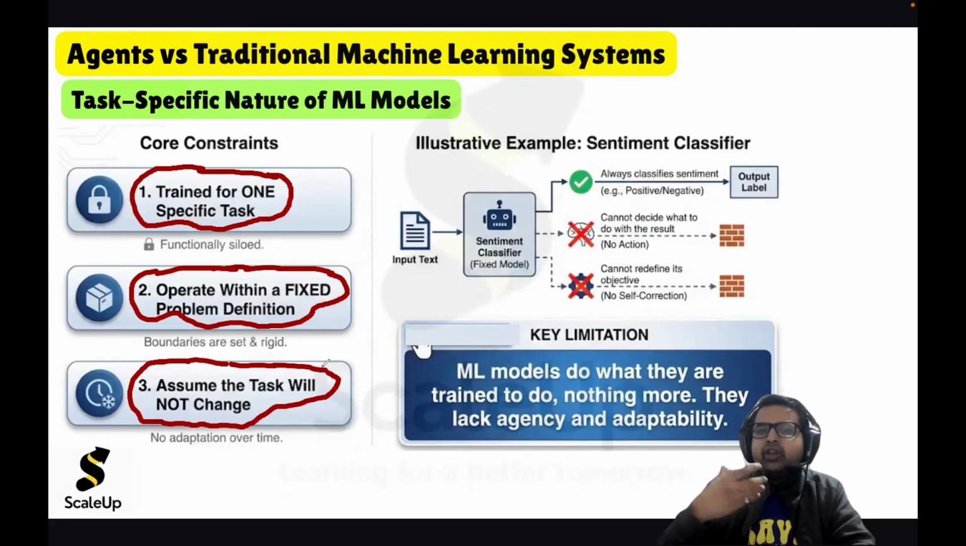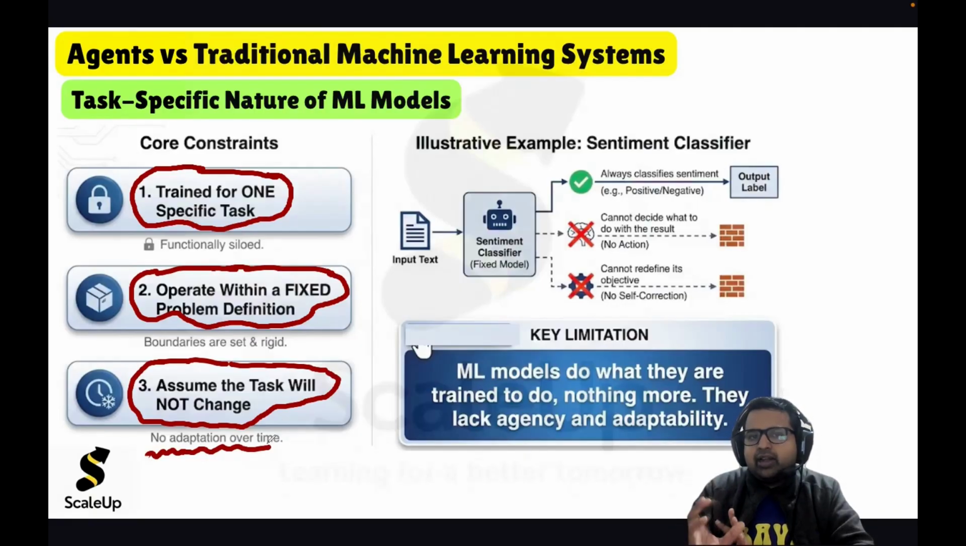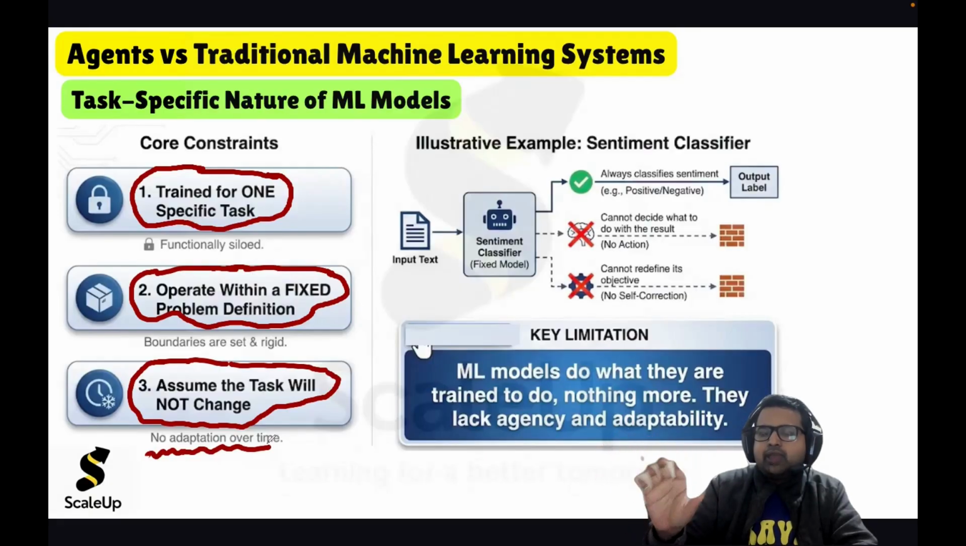So now we are getting a feel of traditional machine learning models. They are task specific. They're trained for a specific task. They operate within a fixed problem definition, and they assume that the task will not change. But that is not true. So machine learning models cannot automatically adapt with time. Whatever we have trained, it has got some learning, and now it can answer based on that knowledge. In machine learning systems, we train the system, so we impart some knowledge. Now that knowledge can become obsolete because we are evolving. So machine learning systems cannot adapt over time.